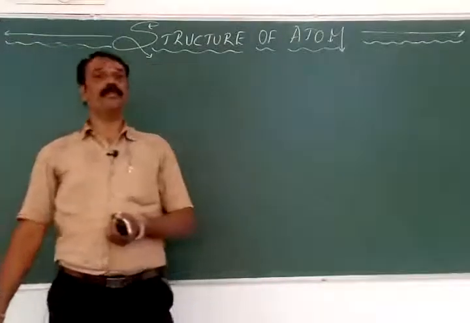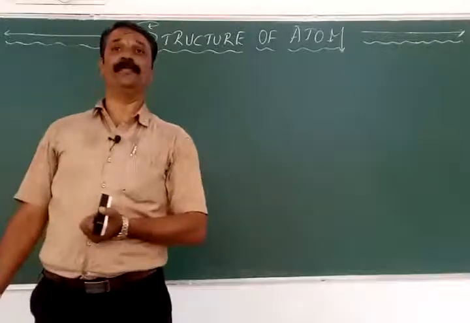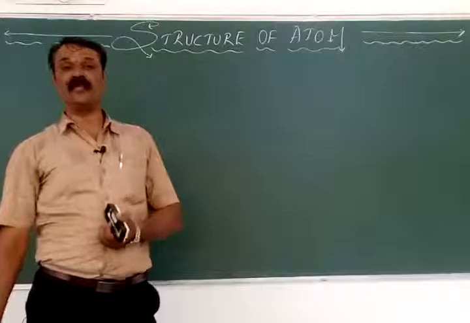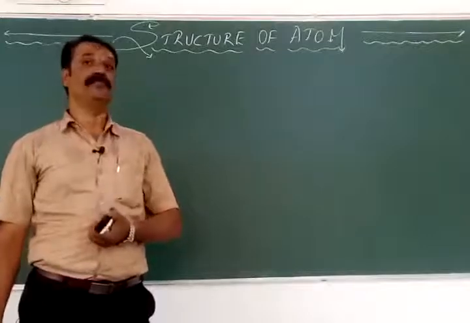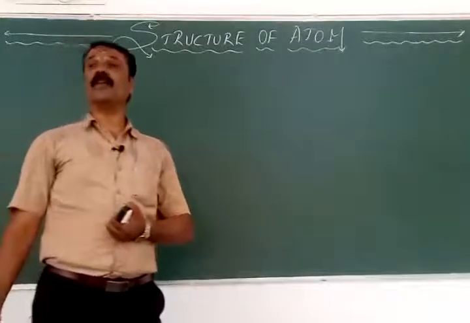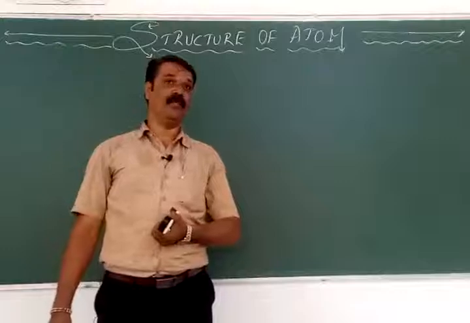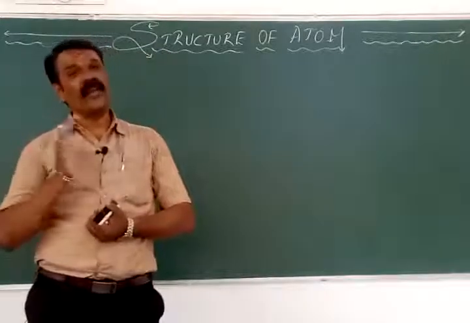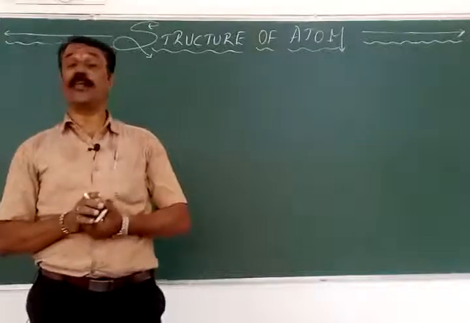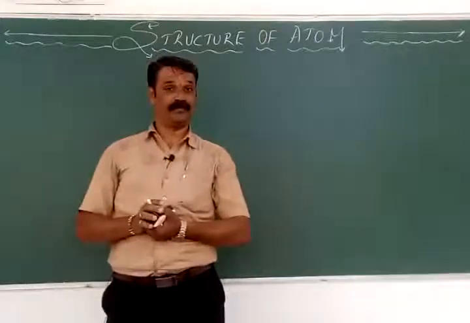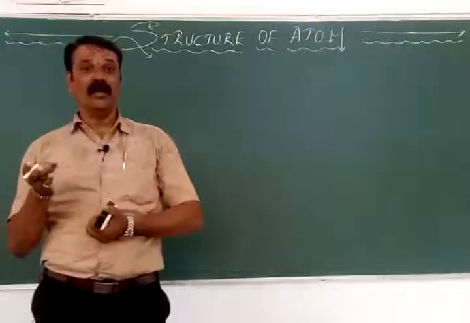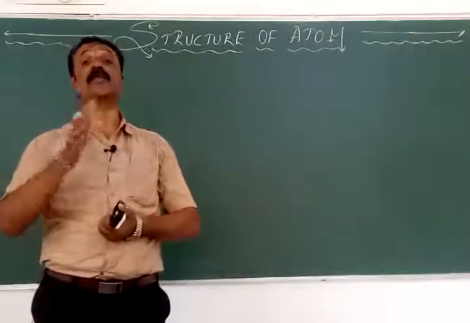So dear students, now we will move on to the last session, our theoretical session with respect to the structure of an atom. Previously we have described what the quantum numbers are and what the individual significances of the four different quantum numbers are: principal, azimuthal, magnetic, and then the spin quantum numbers.